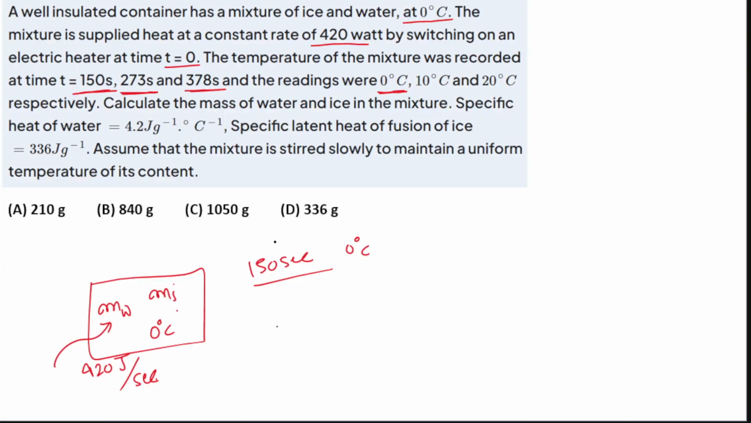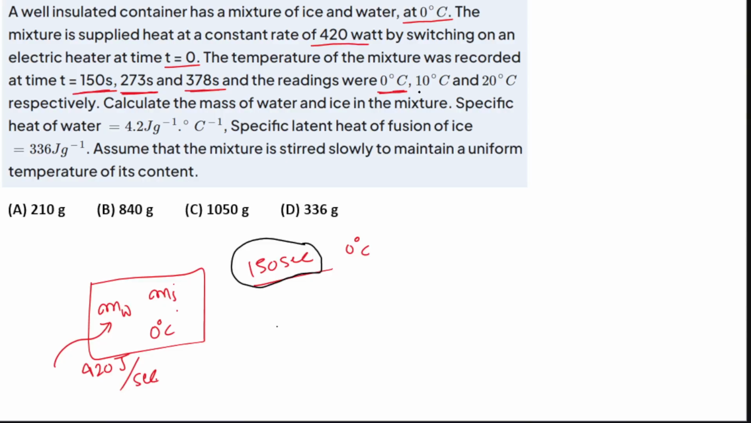It means at 150 second either all ice has melted and still the temperature is 0 degree, or maybe some of the ice is still left and temperature of the mixture is 0 degree. So at time 150 second we don't have any gross information like how much ice is left, how much water is left. We cannot say that also because we are not supplied with the mass of water and ice. Okay, so at 150 second I only know that the temperature of the mixture is still 0 degree. The simple meaning of this is that either all the ice has melted, but it is also possible that some ice is still left and the temperature is 0 degree. So in both cases the temperature can be 0 degree.